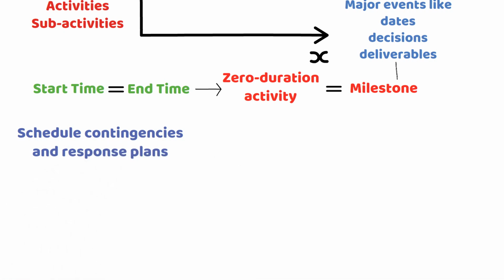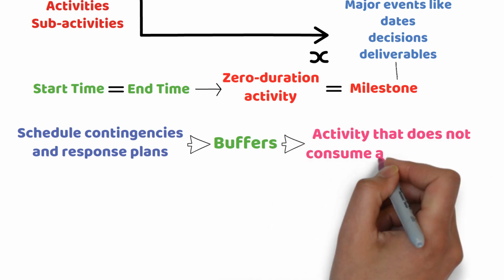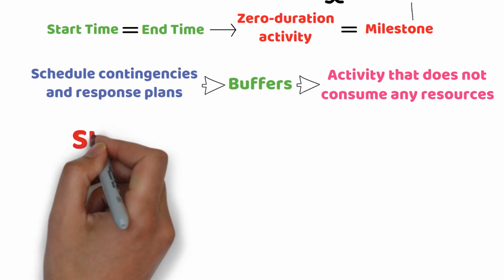A typical way to address schedule contingencies is to add buffers at the activity level, at the project level, or both. A buffer is an activity that does not consume any resources, and there is a scope to provide additional time and reduce risk.